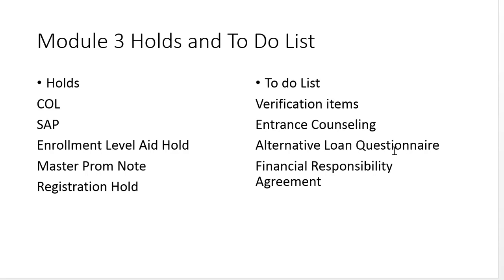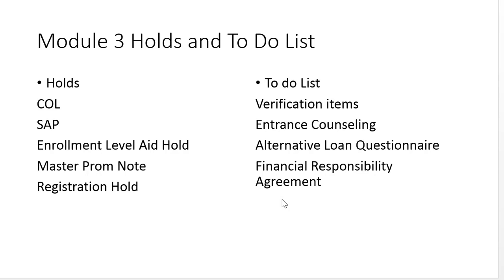Alternative loan questionnaire is for the financial aid office to certify the loan on your behalf. And the last thing would be the financial responsibility agreement, and all students have to do that just one time. And that would be under the to-do list. And those are basically just some of the things that are found under the holds and the to-do list.